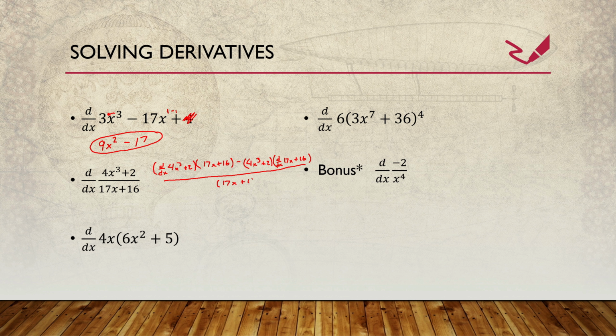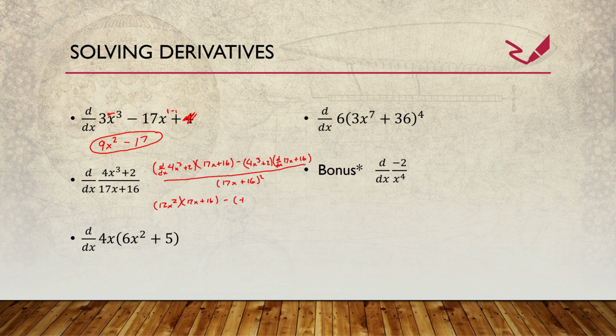17x plus 16 squared. Once you do the derivative of the first one, which is 4x to the power of 3, it is going to be 12x squared. The 2 cancels out, so you would multiply this expression by 17x plus 16.